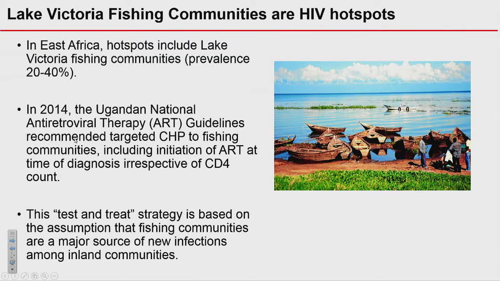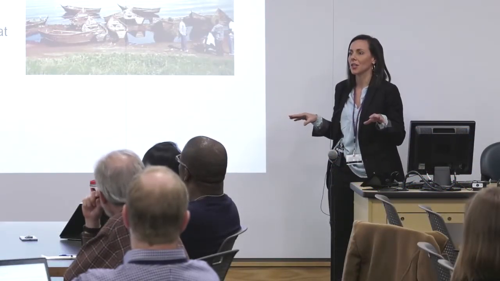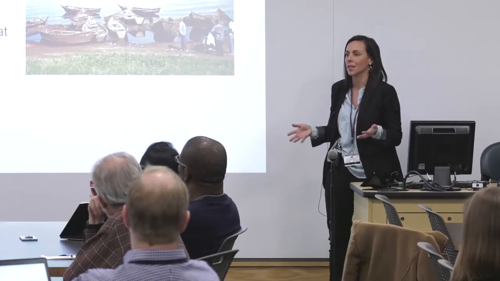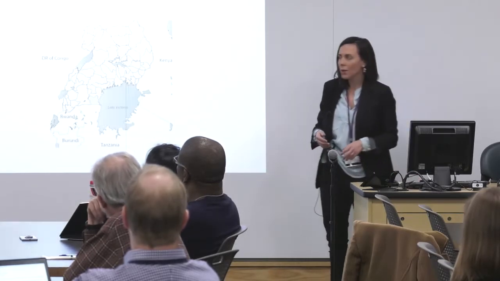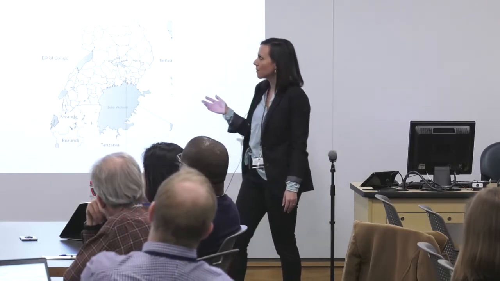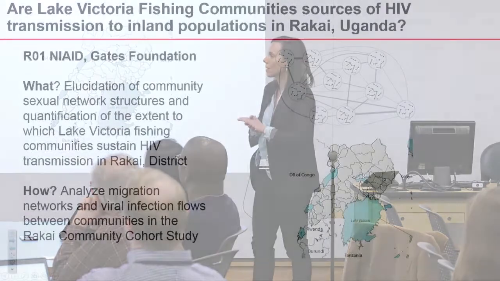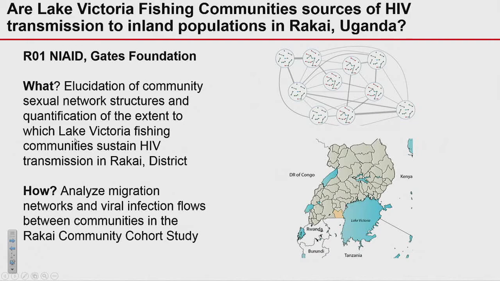So in fact, there's actually no evidence from anywhere in sub-Saharan Africa that high prevalence areas are really seeding infection into low prevalence areas. There's not a lot of data to support that. So we wanted to address that question, and we submitted an R01 to do it, which was thankfully funded a few years ago. With money from the National Institute of Allergy and Infectious Diseases and the Gates Foundation, we proposed to elucidate community network structures and to quantify the extent to which Lake Victoria fishing communities are sustaining HIV transmission.